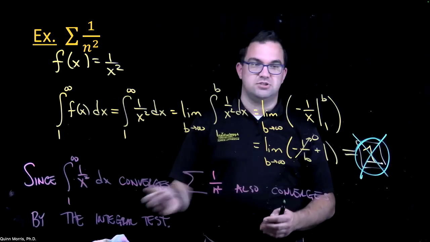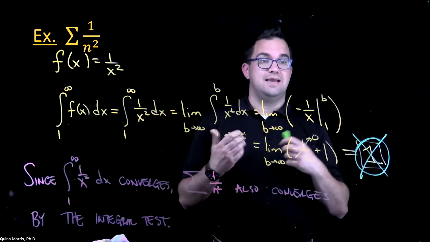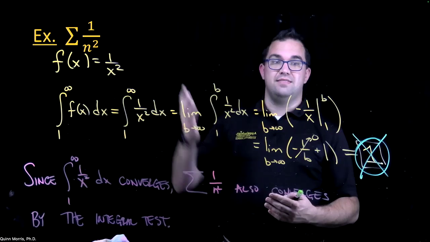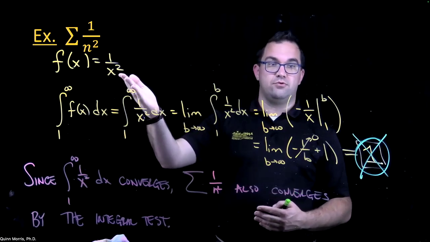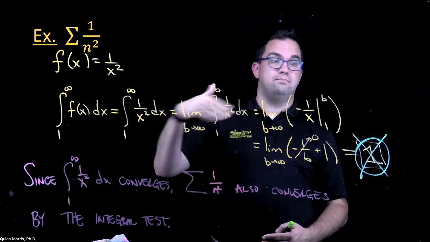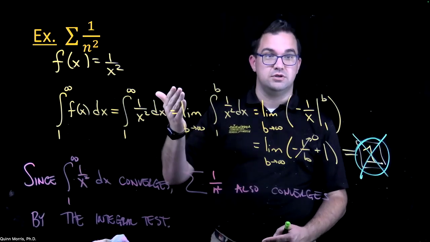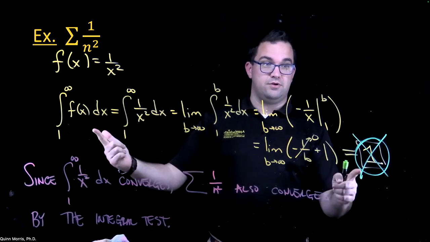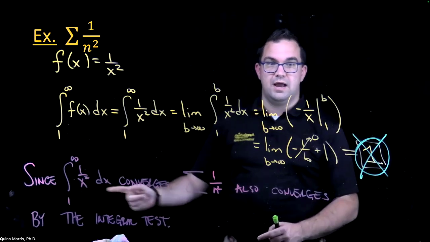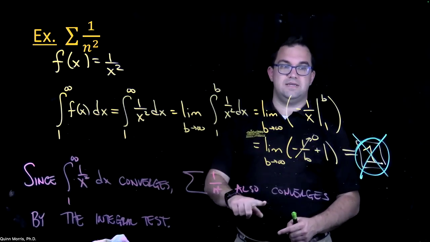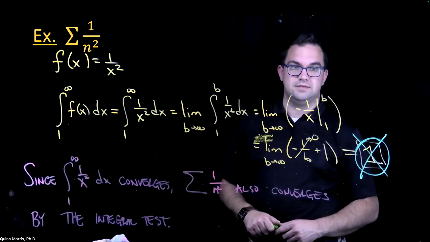Therefore, the series must also converge because the integral test tells me that the series and the improper integral of the related function either both converge or they both diverge. And now I know that this improper integral converges to 1. And so therefore, this series must also converge by the integral test.